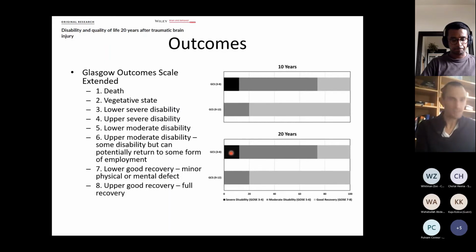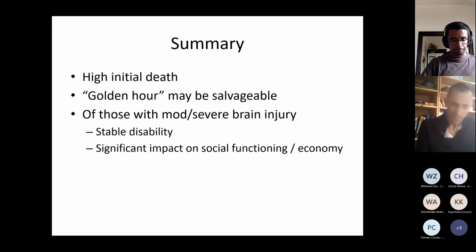So those patients that have a severe brain injury, those that survive at any rate, have a sort of stable disability, and that disability continues. And in terms of patient outcomes, that's obviously poor for the patient, but from a broader economic point of view, that's really, really expensive, both to healthcare and to the economy, because those patients aren't going on to necessarily effect any meaningful change in society or change the economy.